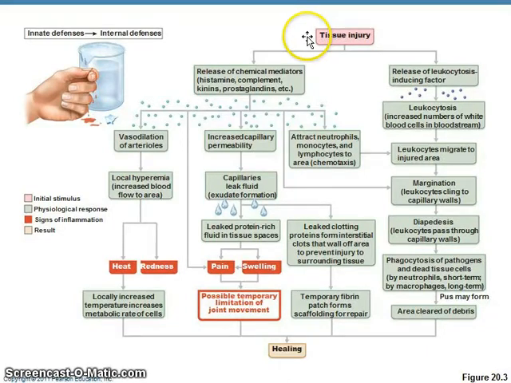So whether or not you have infection, you're still going to get the release of things like histamines, prostaglandins, kinins, and perhaps leukocytosis inducing factor. So when all of these things get released, there's a lot that goes on. The inflammatory chemicals cause vasodilation of the arteries. This is going to bring more blood flow to the area.